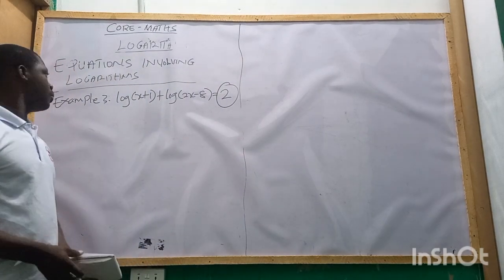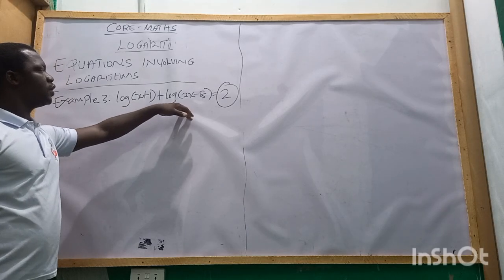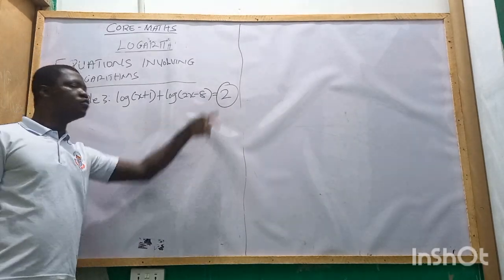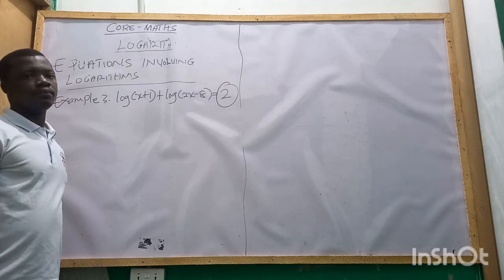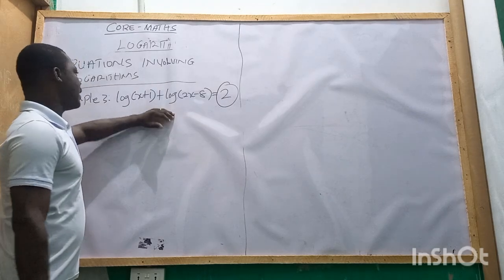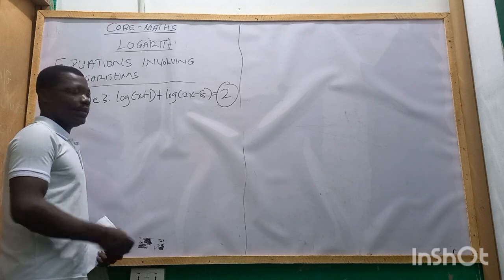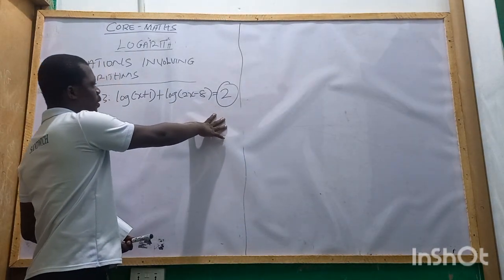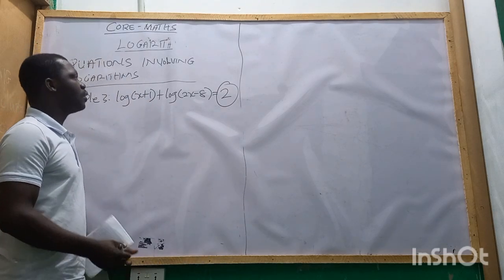And as I told you, whenever you are working in any base and there is no base, we are working in base 10. So please take note of this 2. Here there's a log, but here there's no log. Right? So we are working in base 10. So which number to the base 10 will give you 2?